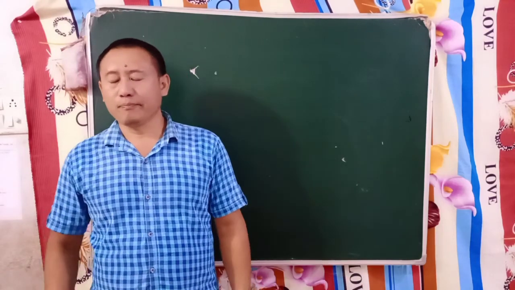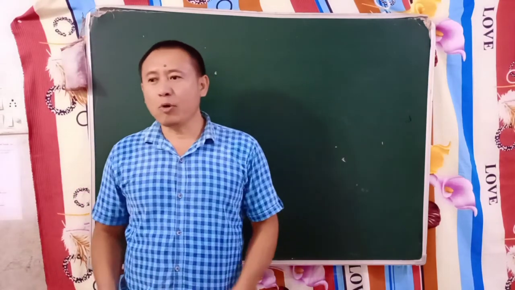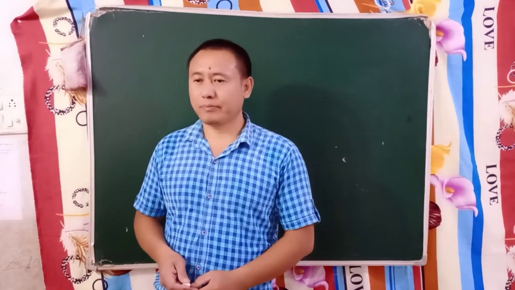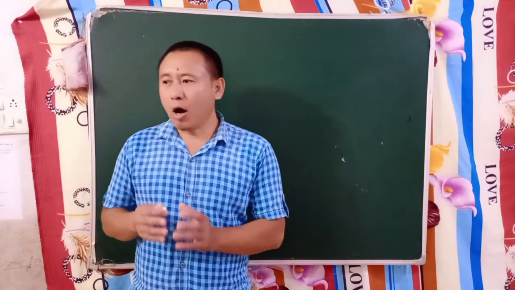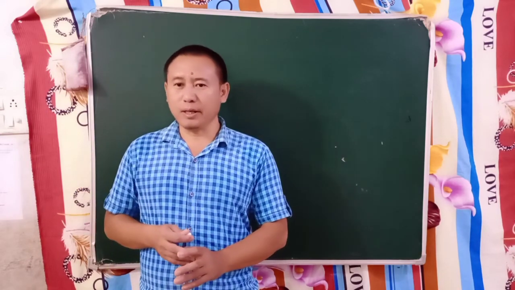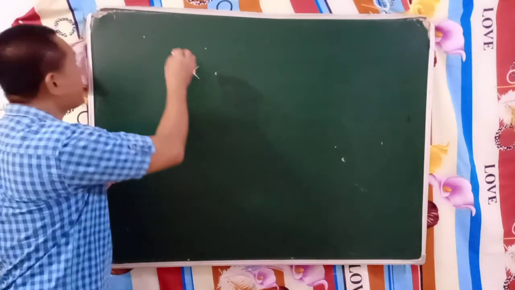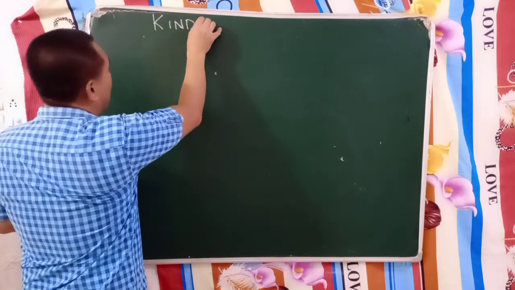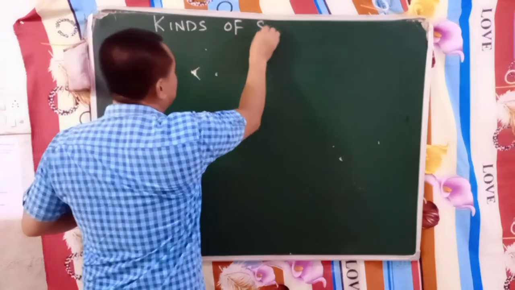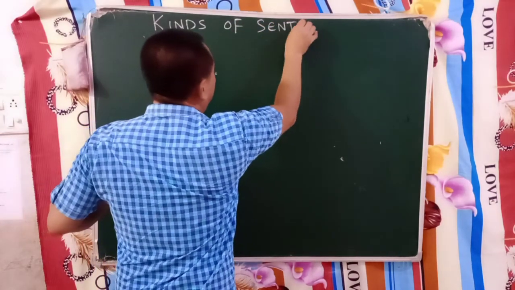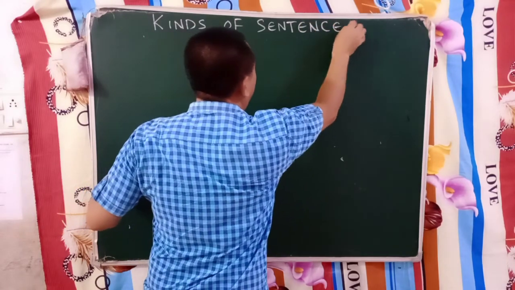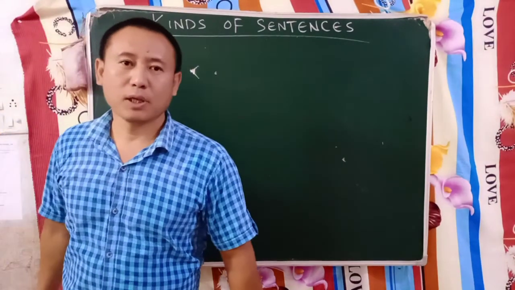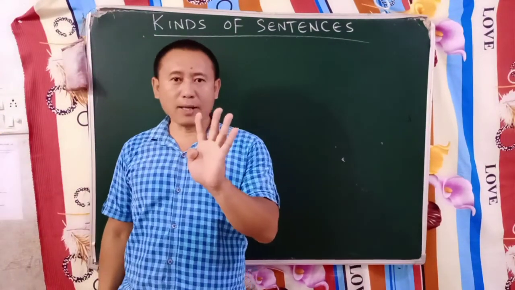Okay, children, today I am going to teach you kinds of sentences. How many kinds of sentences are there in English? Kinds of sentences. There are 4 kinds of sentences.